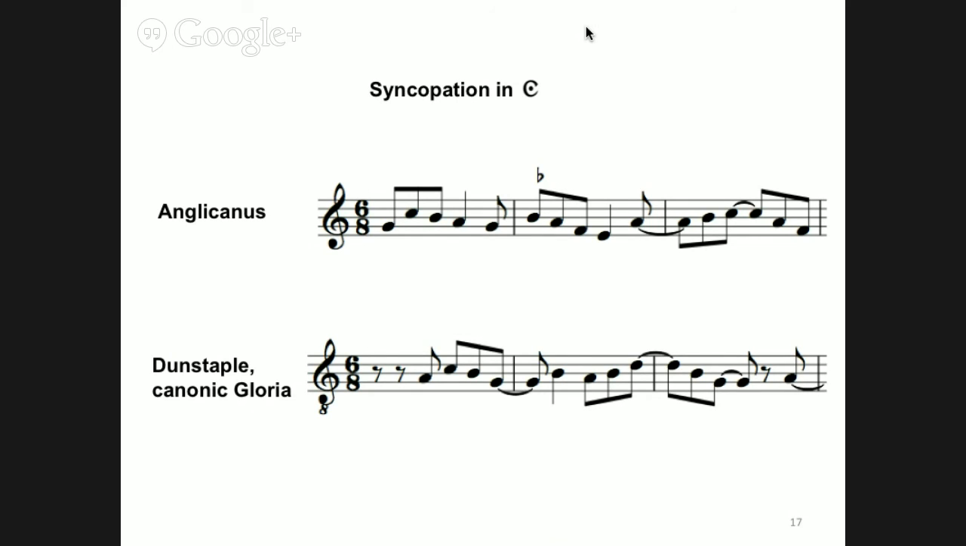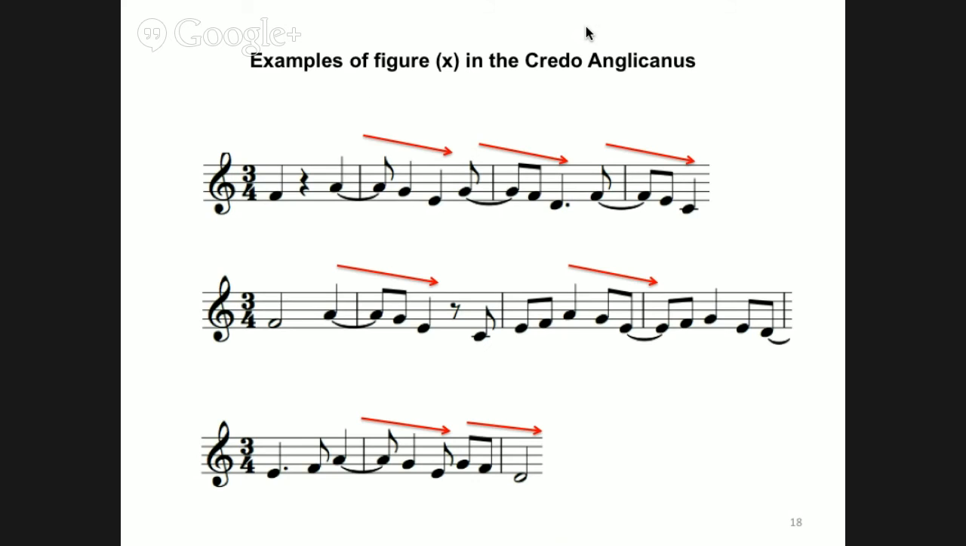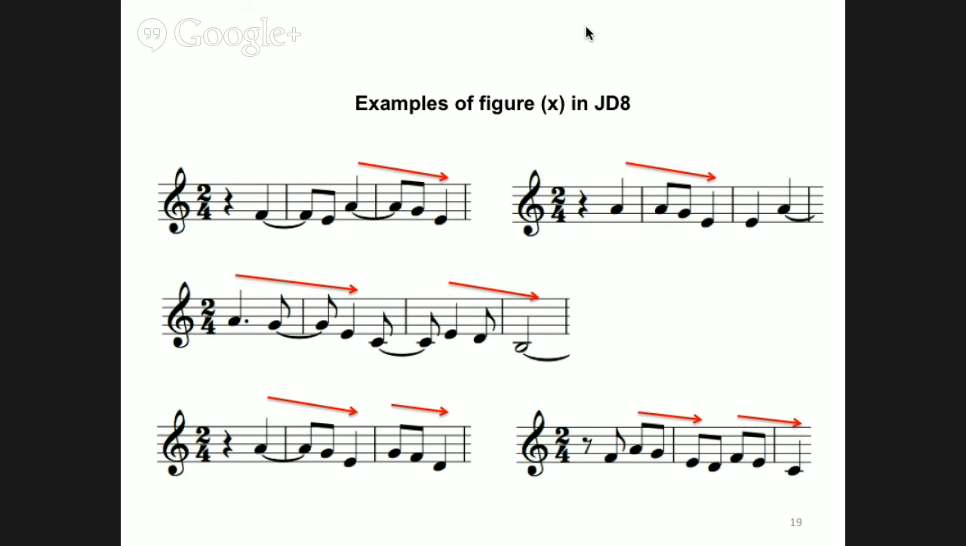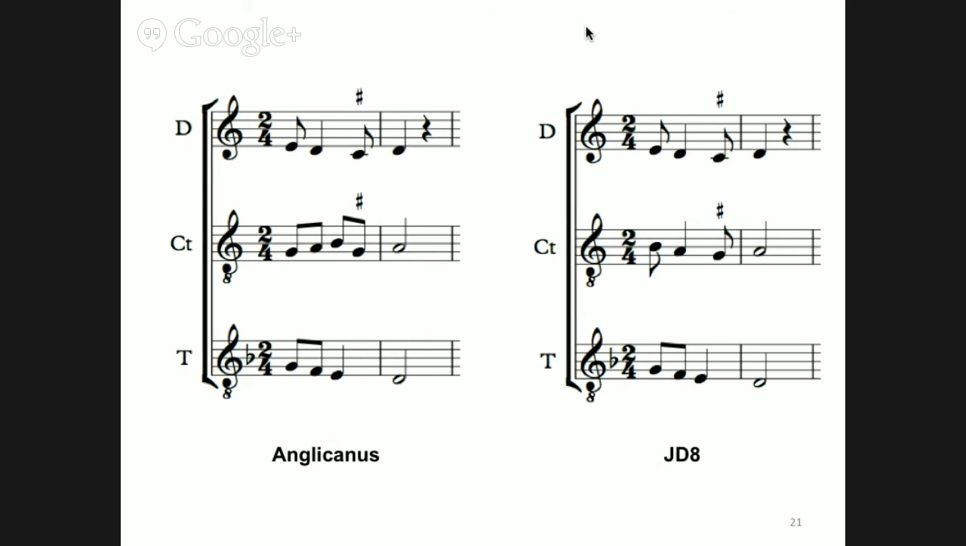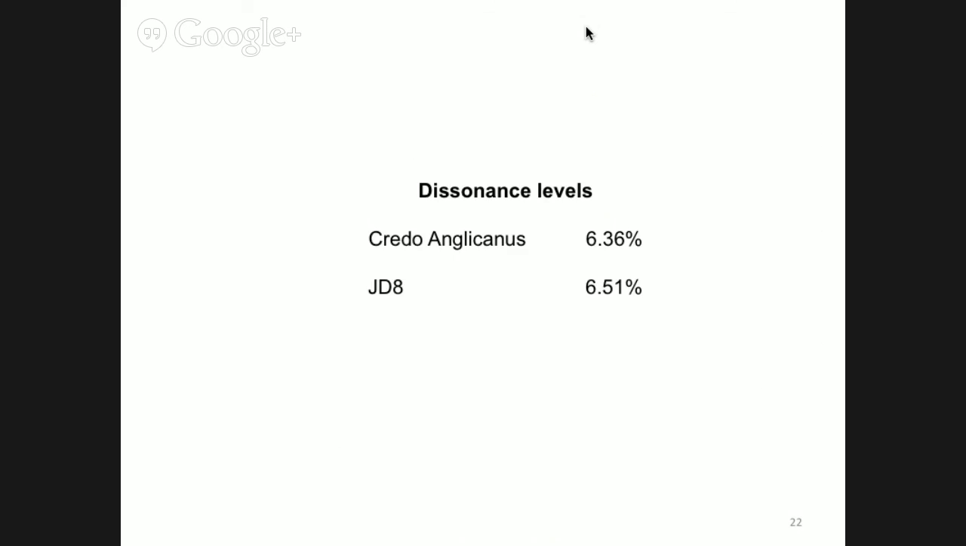No less striking than the rhythmic similarities between the Credo Anglicanus and JD8 are the close melodic resemblances, particularly in the pervasive use, sometimes in sequence, of a figure comprising a falling second followed by a falling third, here referred to as figure X and indicated by a red arrow. It's used almost obsessively in both works. So there are a few examples from the Credo Anglicanus and a few from JD8. Both works employ similar cadences. And both have almost exactly the same level of dissonance.